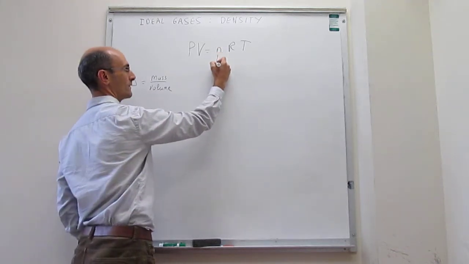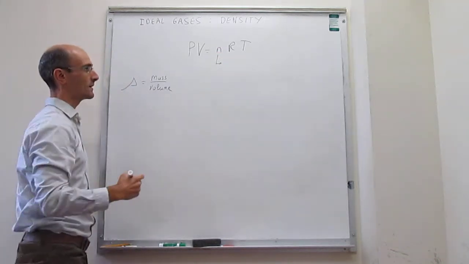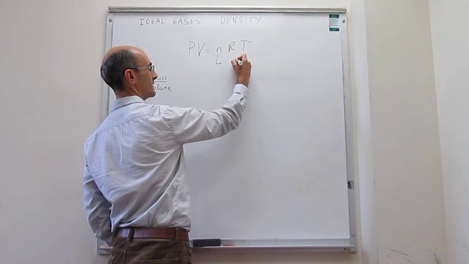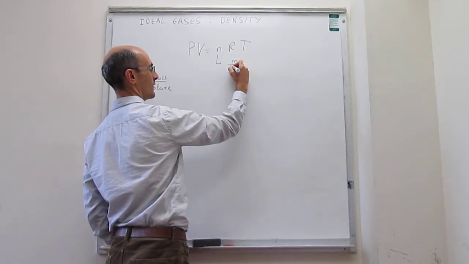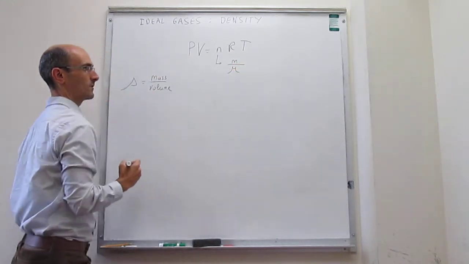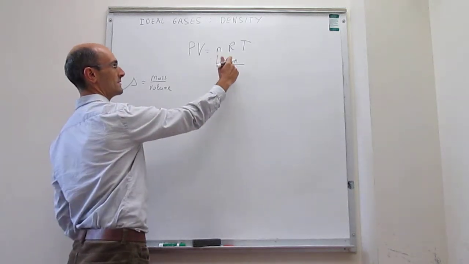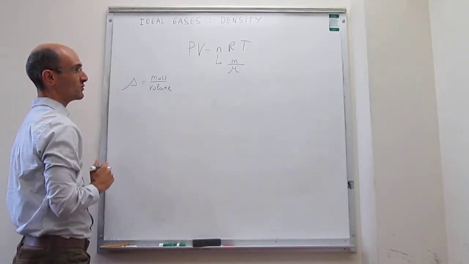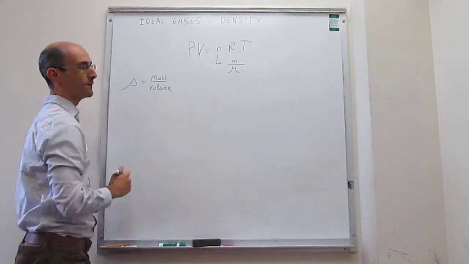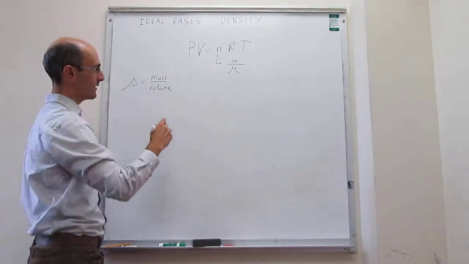Obviously, you can think that the number of moles of a substance can be calculated simply by dividing the mass of the substance over the molar mass. So replacing this into the number of moles, we're going to be able to incorporate mass and then solve for the density. Let's see how that works.